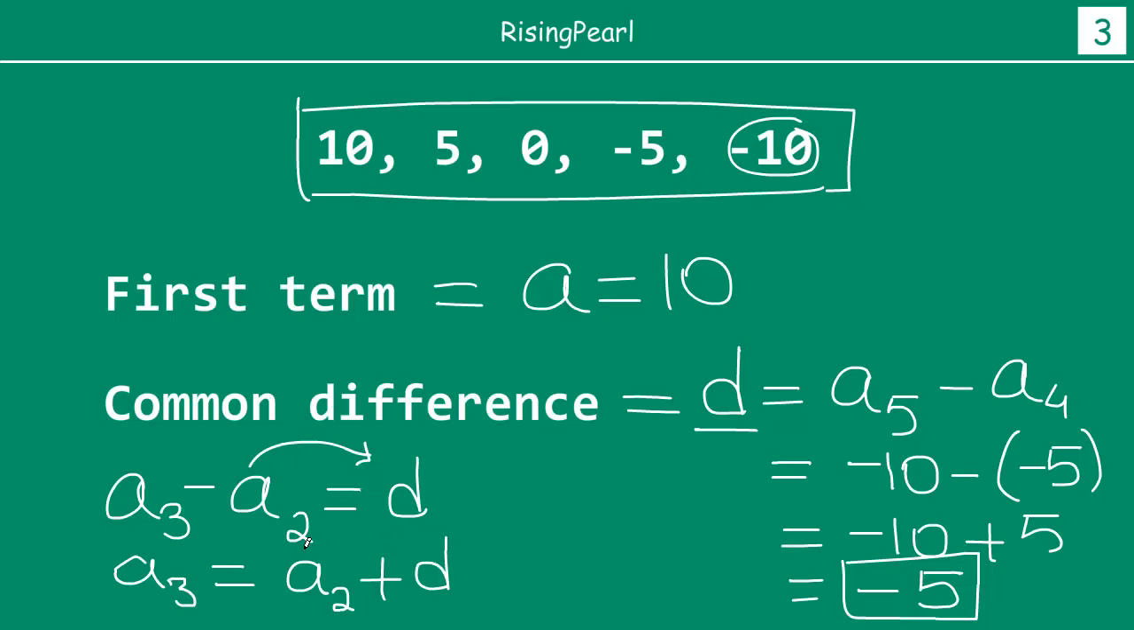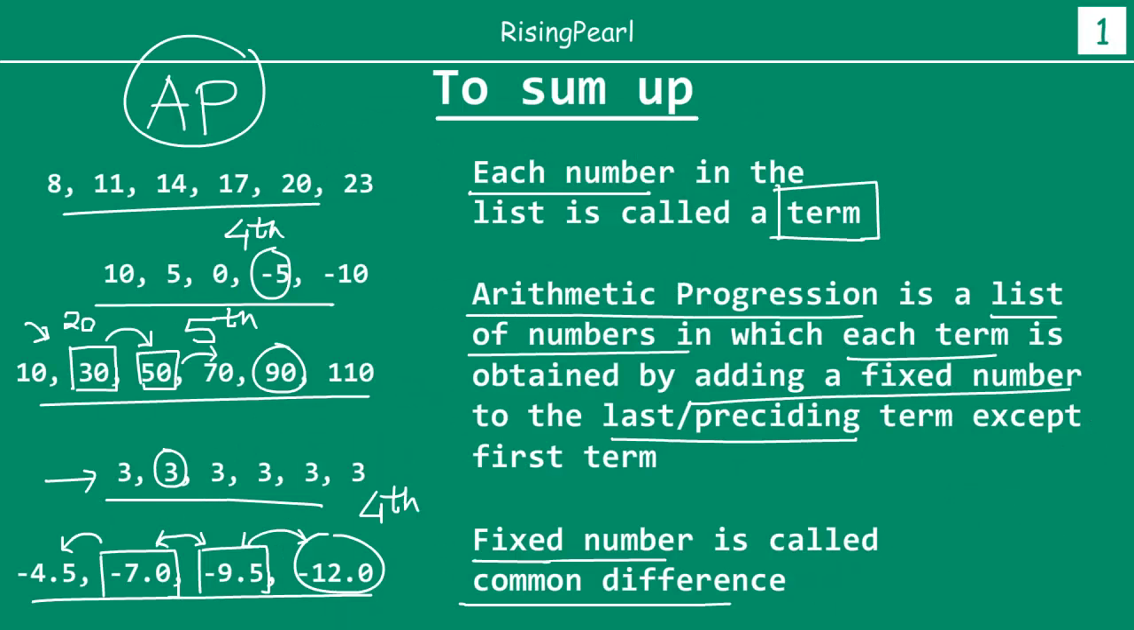That means that if you take the second term and add the common difference to it, you will get the third term. Similarly, I just wanted to make sure that you understand this, because I don't want you to be confused. If you go back and take a look at the way we have defined arithmetic progression, each term is obtained by adding. This is what is meant by adding.